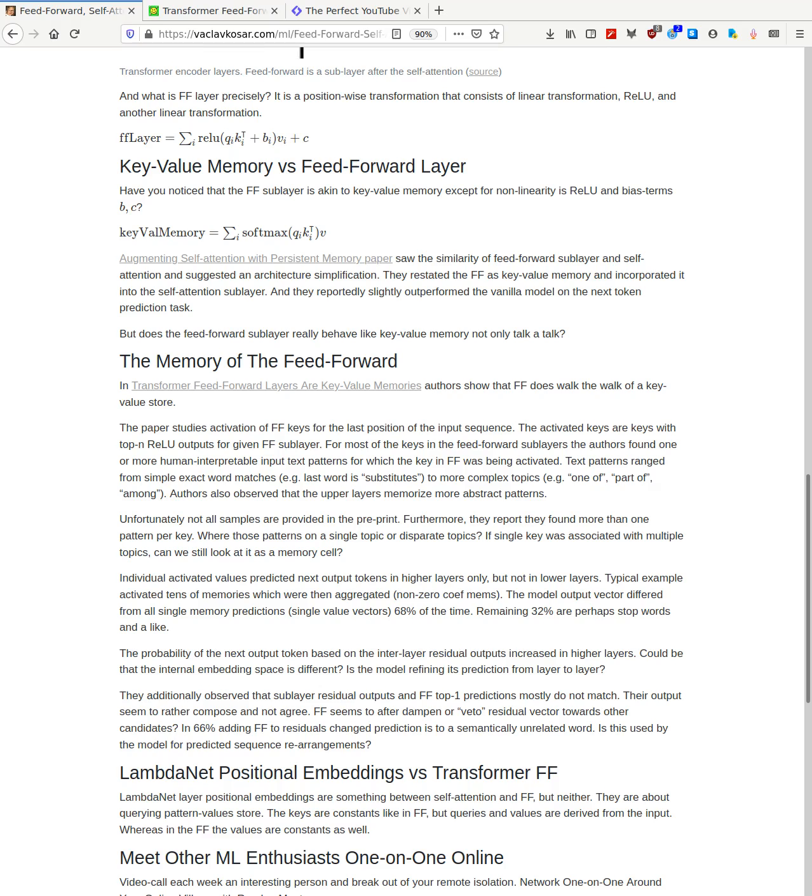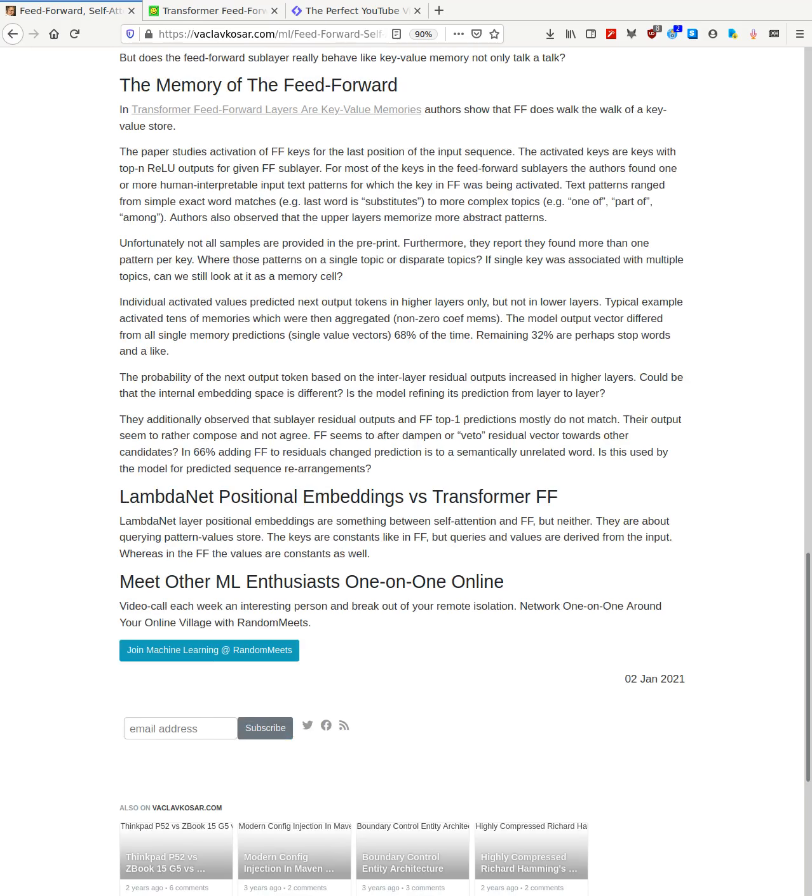But does the feed-forward sublayer really behave like a key-value memory, or is it just talk? Well, there's this paper, Transformer Feed-Forward Layers Are Key-Value Memories. It's a very recent paper, where the authors show that the feed-forward layer experimentally does behave a little bit like a key-value store. So they study the activation of feed-forward keys for the last position in the input sequence. The activated keys are defined as the top n keys, with the top n ReLU outputs for a given feed-forward sublayer for the last position of the input sequence.